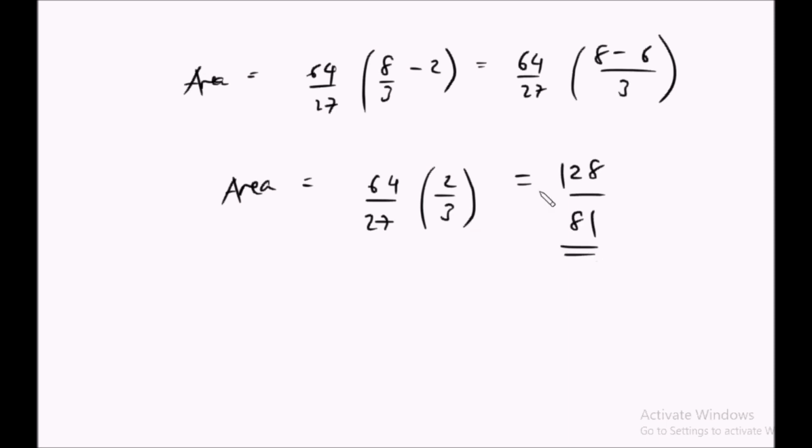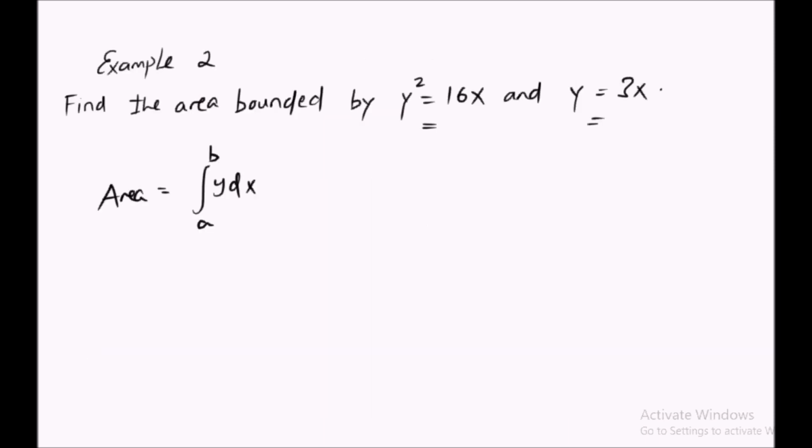There. So now the area, going back to the question now. Okay. The area, final answer, bounded by this and this is equal to what? 128 over 81. Let me say see you in the next tutorial.